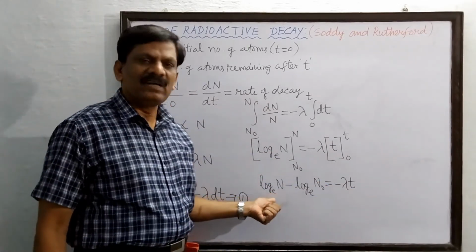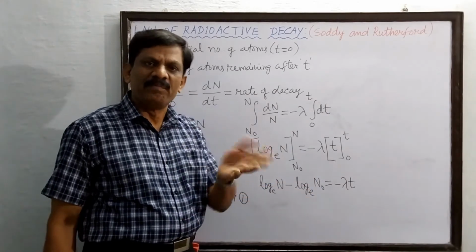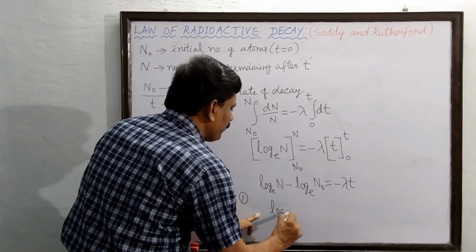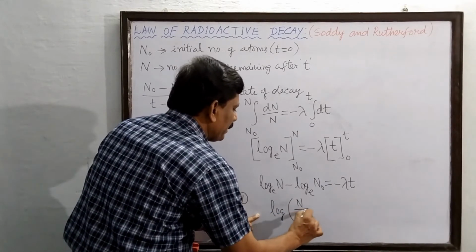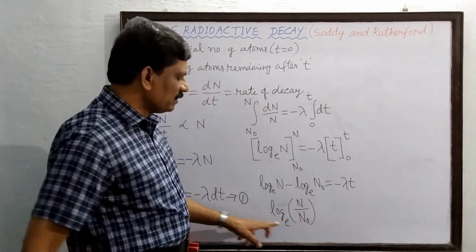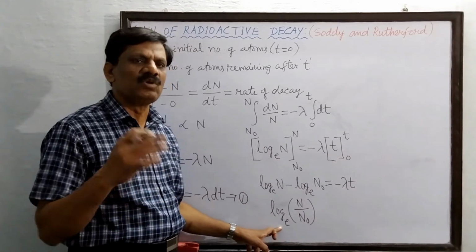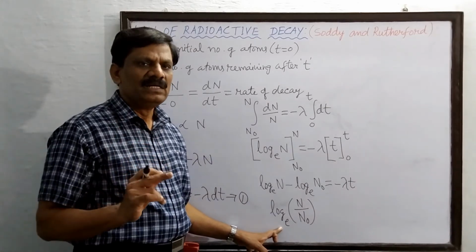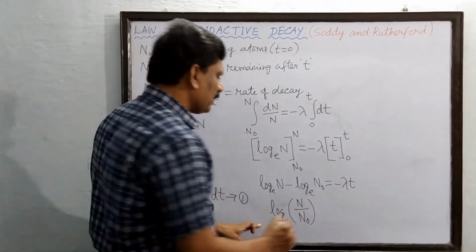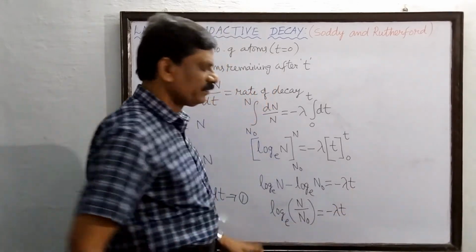Now, by formula log a minus log b is also equal to log of a by b. So, this can also be written as log of n by n naught to the base e. So, this is called the natural logarithm. Natural logarithm can also be written as ln, but it is better if you write log to the base e. So the right side is now equal to minus lambda into t.